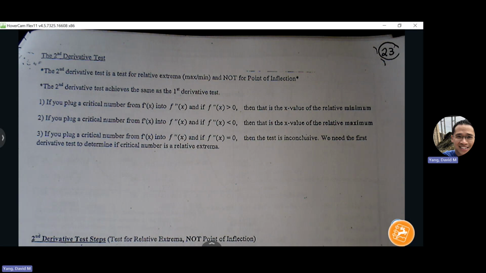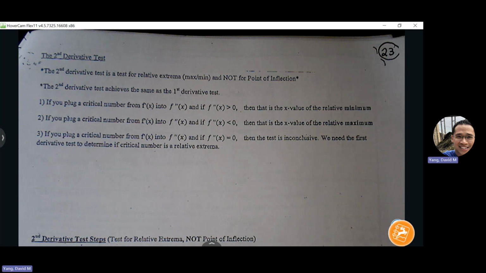Okay, one more topic I want to go over. It's called the second derivative test. It sounds like what we just did is called the second derivative test, but it's not. What we just did is called the test for concavity. The second derivative test is doing the same thing as the first derivative test. It's defining the relative max and min using the second derivative function.